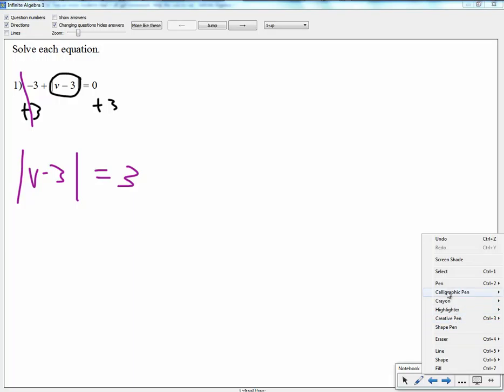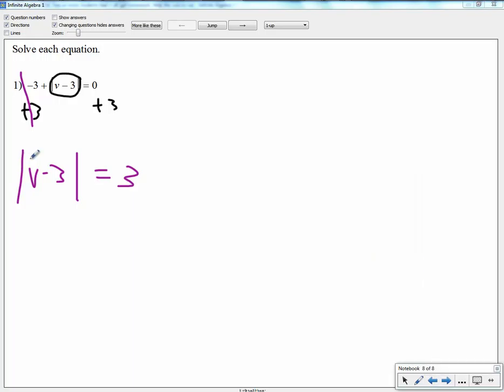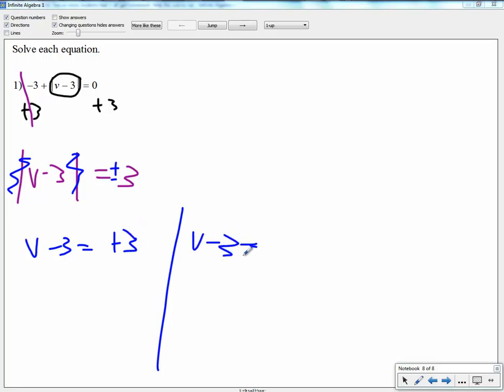The next thing we want to do is cancel out the absolute value signs, do the plus minus, and create two equations. So we're going to get v minus 3 equals positive 3 and v minus 3 equals negative 3. And then we circle the variable, take care of the hater.